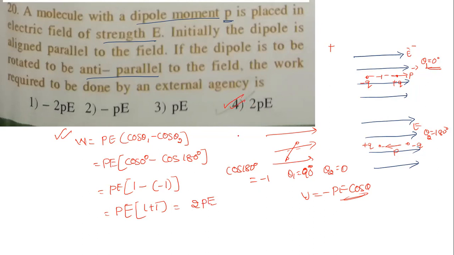The work done in rotating a dipole from parallel to anti-parallel is 2 times P times E. That is the correct answer. So is that clear? That is question number 20. Let us move on to the next question now.